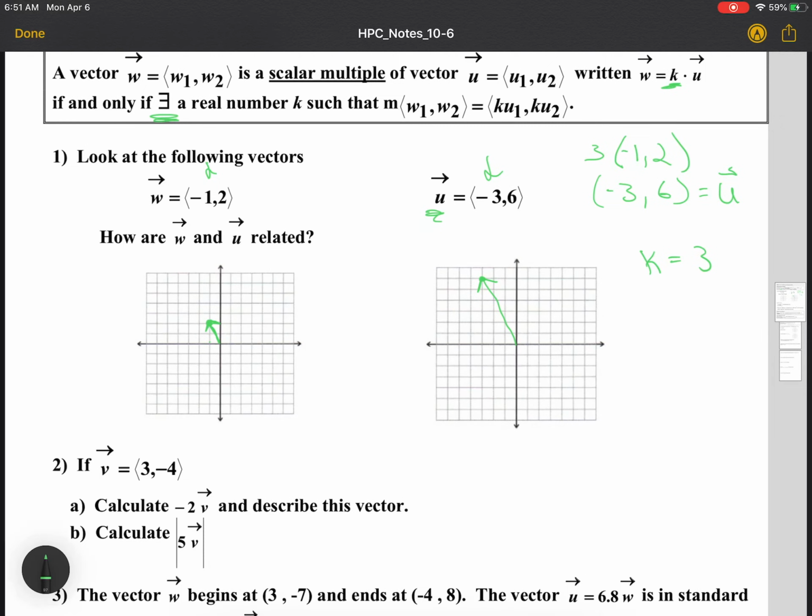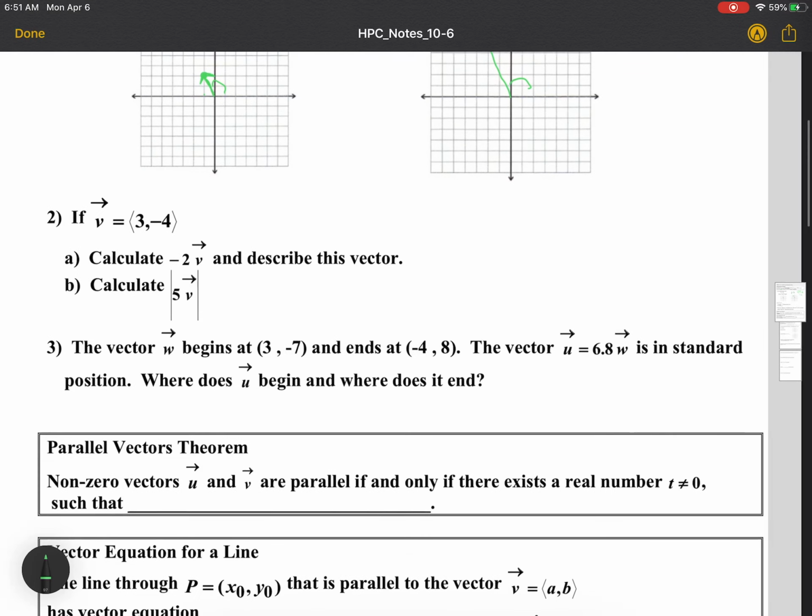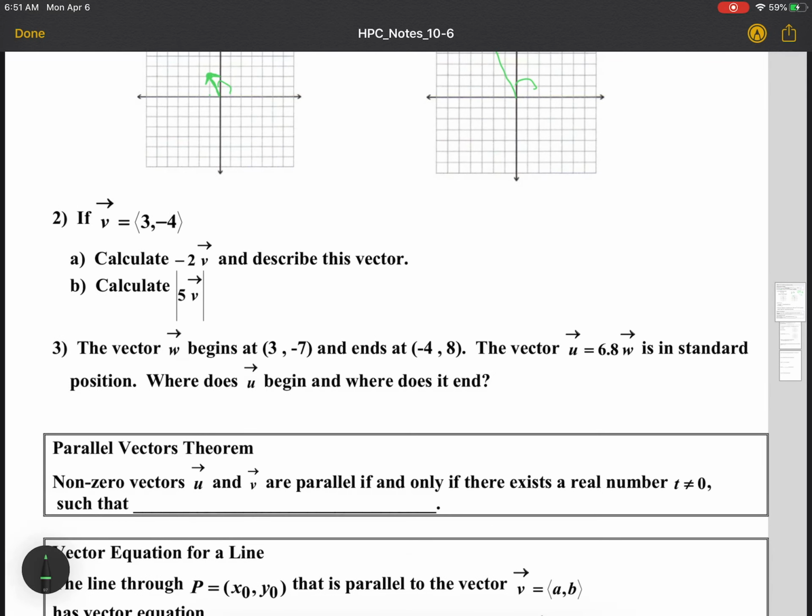All right? And what you can take from this is how they're related. It's a multiple. Like I said, they got the same theta and a larger R. Same theta, right? Same angle, larger R. So if we go on down to 2, we're going to look at V as our vector. It's going to say calculate negative 2 times the vector V and describe this vector.